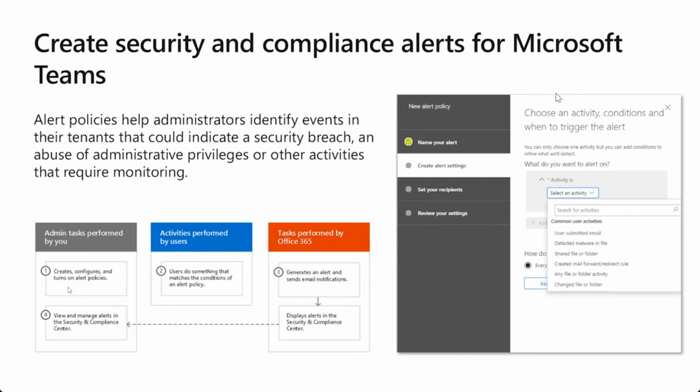After that, users perform those activities. It could be, for example, trying to share a social security number in a chat, or sending an email where the attached document contains the word confidential. As users work in the environment, the third step is that this creates an alert, and you can set up those notifications. They will send you an email, and in that email you will get all the details.